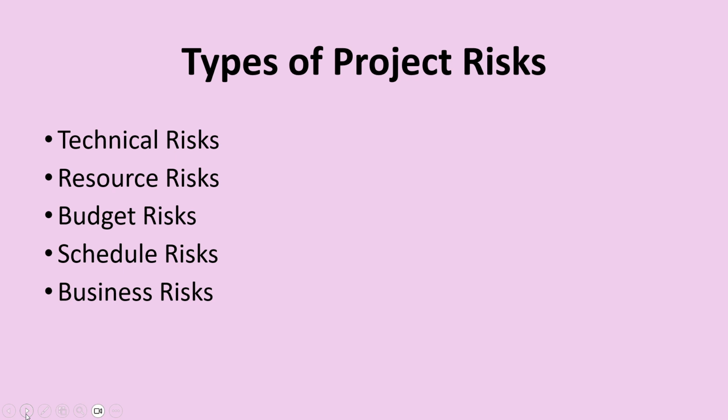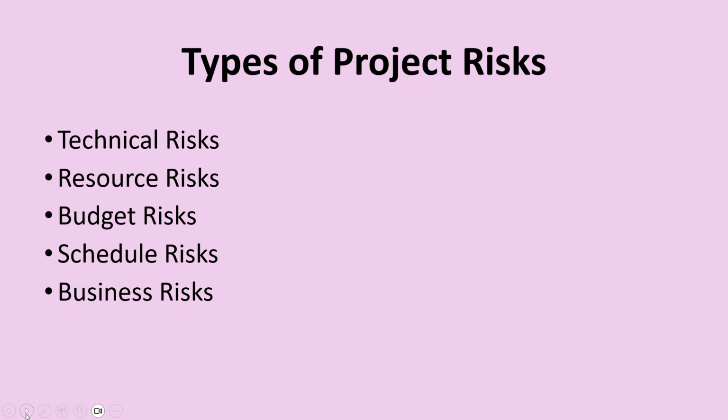Next is the types of project risk. In total, there are 5 types of project risk. We will see them one by one. The first is technical risk. It involves system failures or technology issues. For example, the payment gateway API stops working during the testing.